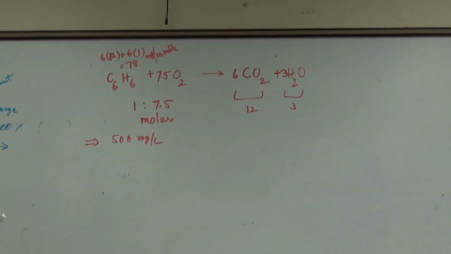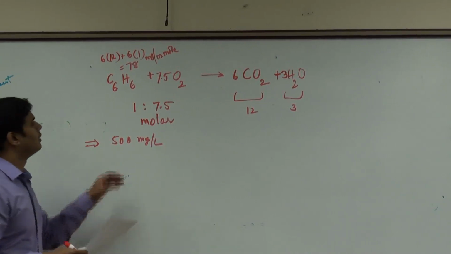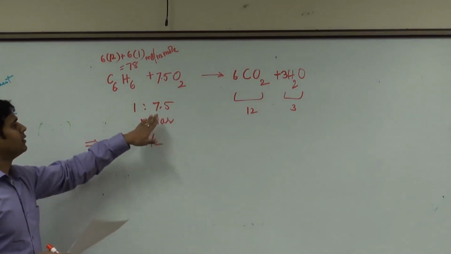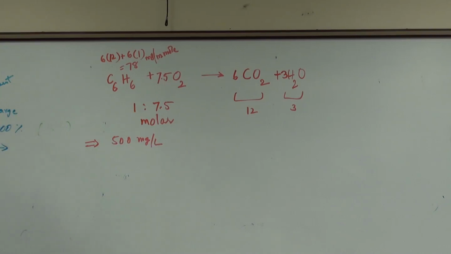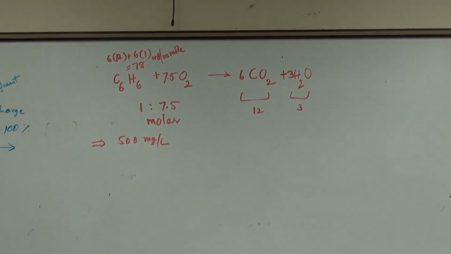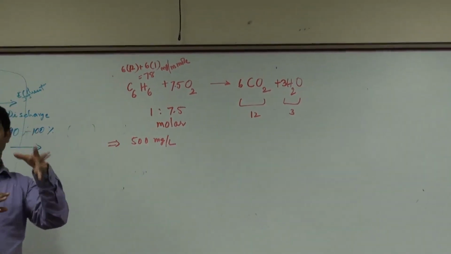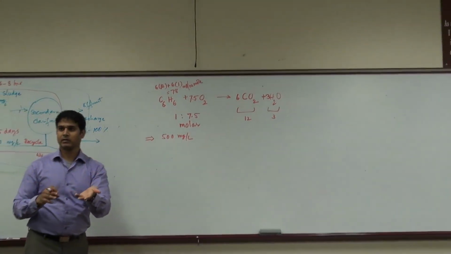So we're going to have to convert back. Wouldn't it be easier to convert from 7.5 to milligrams per liter since your final answer has to be in milligrams? You can do that, but you still need to know how many moles you have, because that's a ratio, right? 1:7.5. You can do it that way too. There's nothing wrong with that.